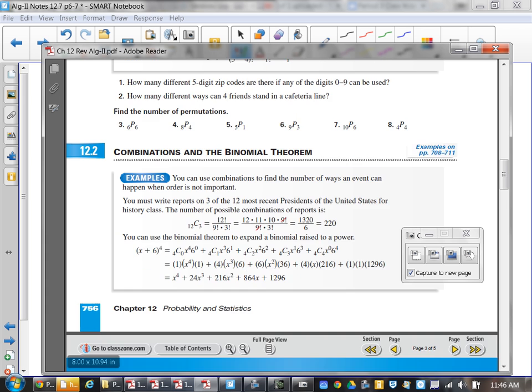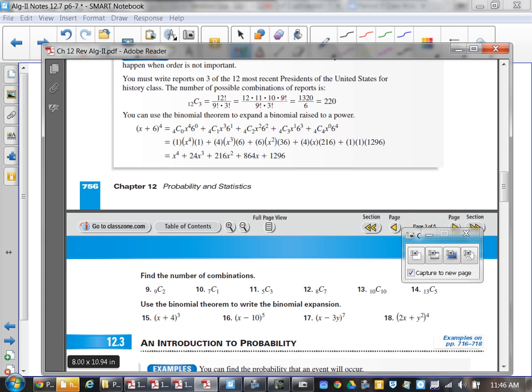We got into this one here. You must write a report on 3 of the 12 most recent presidents of the United States. The number of possible combinations of writing these reports: the order doesn't matter when you're just picking 3 out of the 12, so it's 12C3. You have a calculator, you don't have to worry about how to set it up.